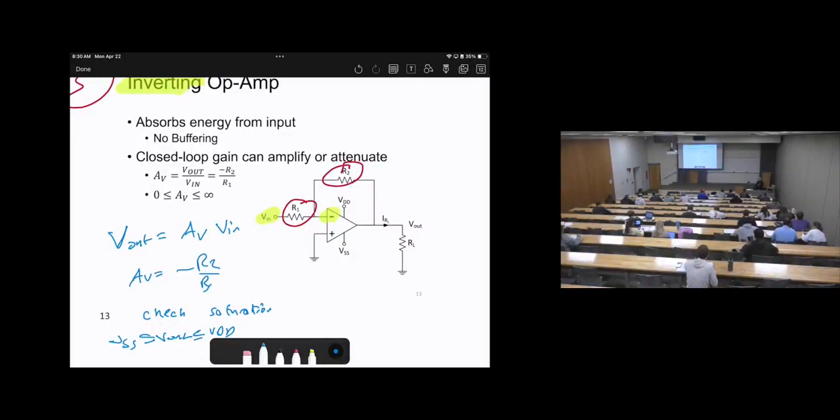So how can I distinguish whether this one is inverting, non-inverting, or a buffer? Buffer, no resistors at all. Inverting, the input enters the negative, and this yields a negative output. Non-inverting, the input enters the positive. Okay, does this make sense?